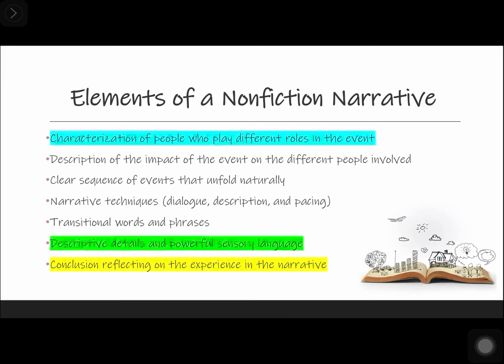When you find examples of characterization, things that help you to understand what a character is like, you're going to highlight it in blue. Then go down to the green one. When you find some descriptive details or sensory language that helps you to really imagine what's going on, you're going to highlight it in green. And then when you get to that conclusion that reflects on the experience, where the character kind of looks back and figures out maybe what they learned or what's a little bit different, you're going to highlight that in yellow.